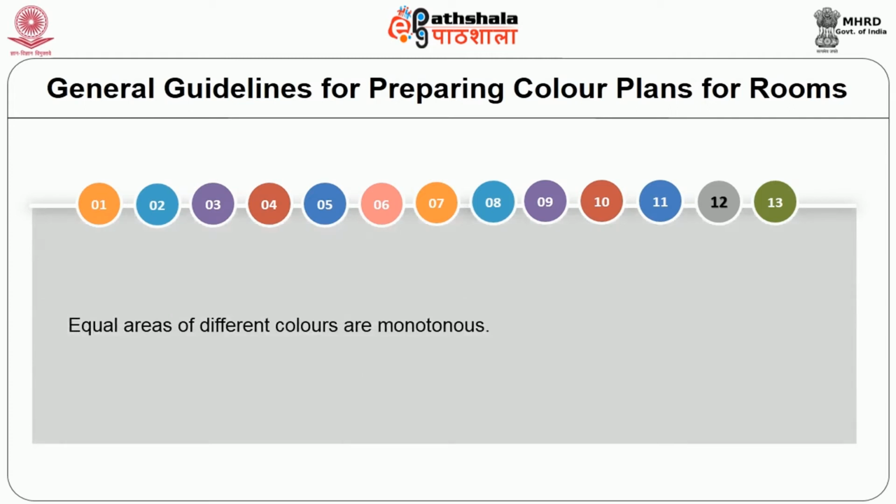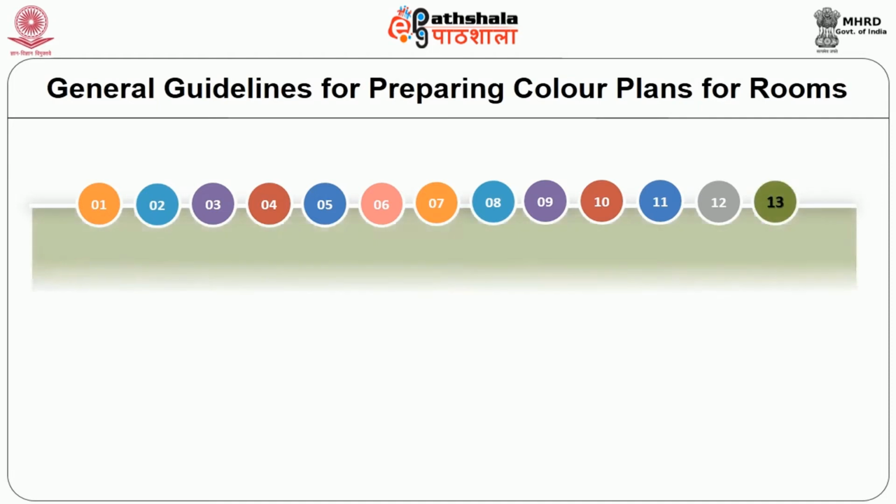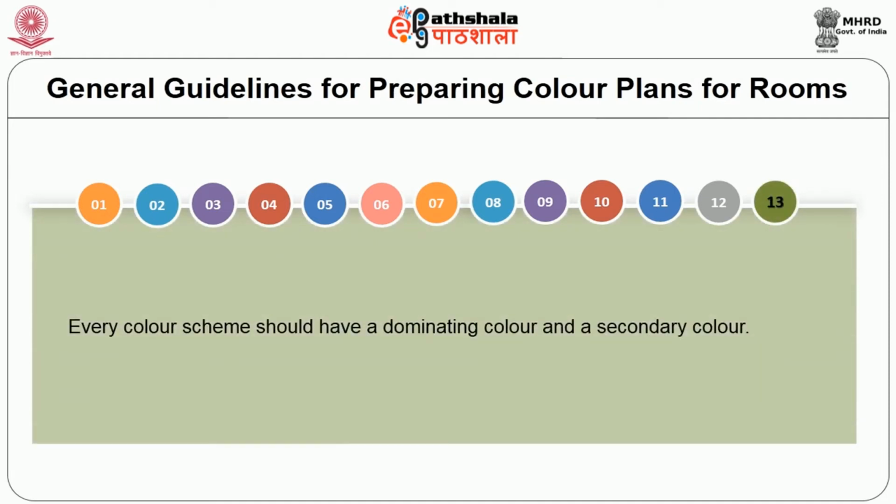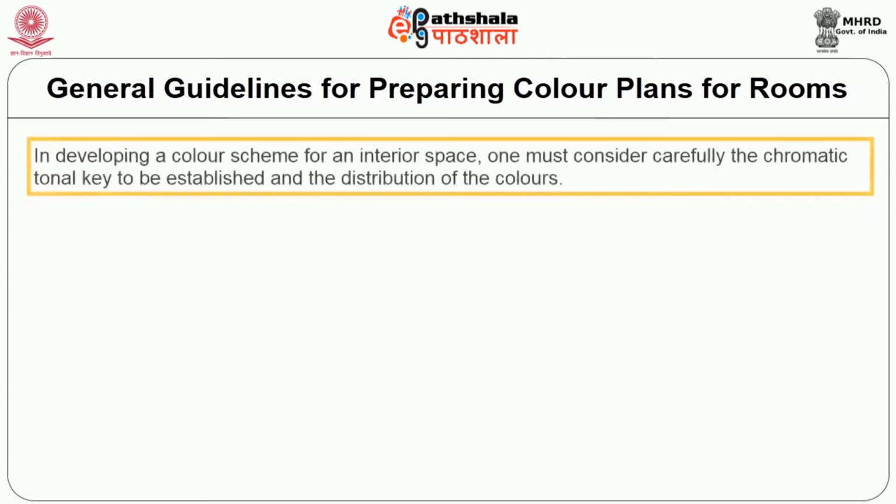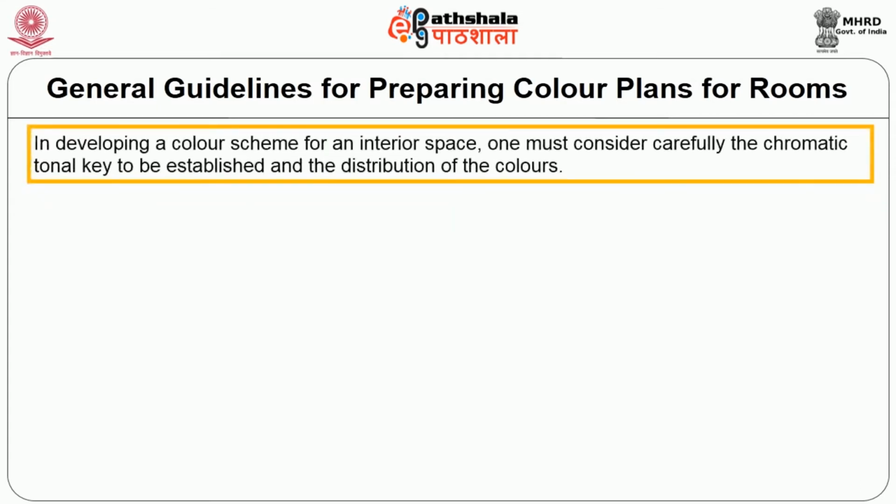Equal areas of different colors are monotonous. Every color scheme should have a dominating color and a secondary color. In developing a color scheme for an interior space, one must consider carefully the chromatic tonal key to be established and the distribution of the colors.